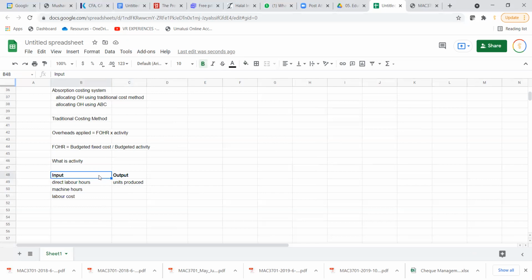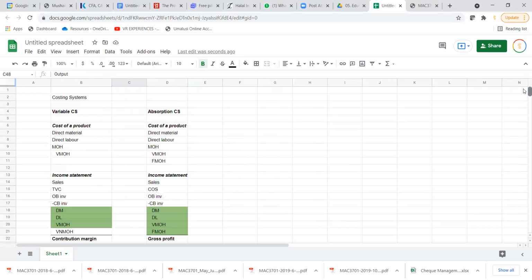Okay, so it doesn't play a role now. All you need to know is that and that, but knowing whether it's an output or an input plays a critical role when it comes to standard costing. So that is basically an overview on variable costing versus absorption costing.